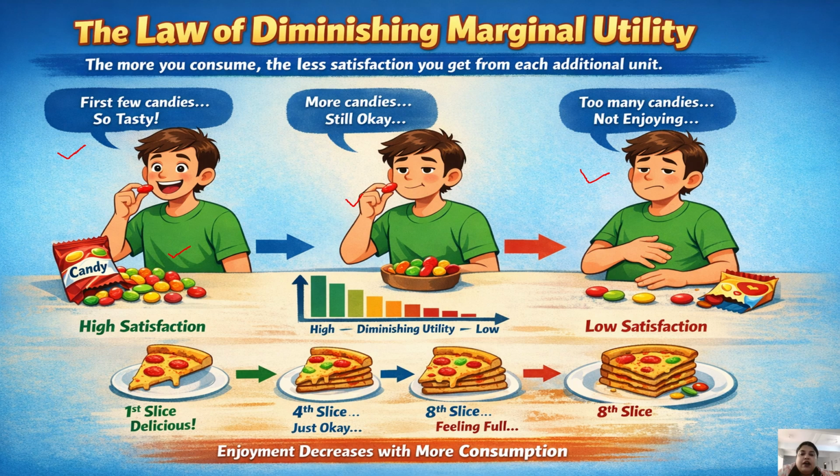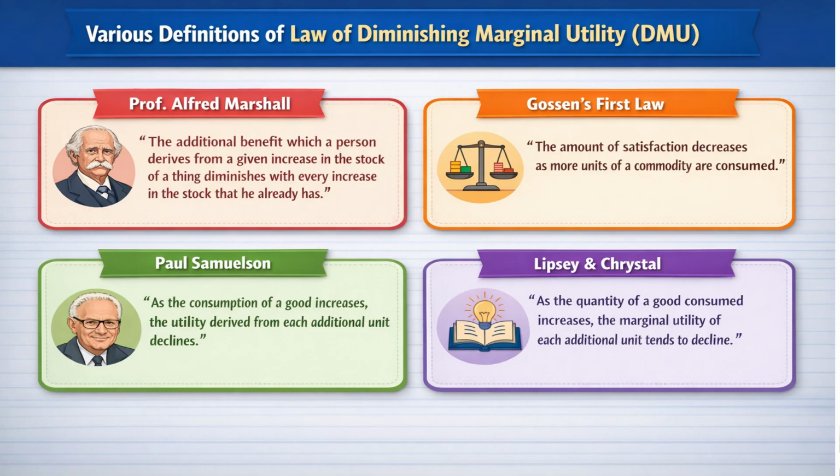It means that when consuming goods without interruption, after a certain point satisfaction will be reached, and after that it may decline. Now just look at this particular example. The first slice is delicious, the fourth is okay, the eighth is filling but gives low satisfaction. It means that enjoyment decreases with more consumption. This is what the law of diminishing marginal utility states.